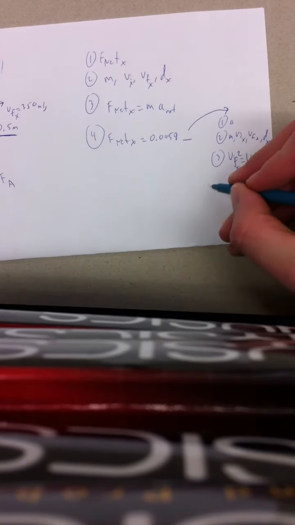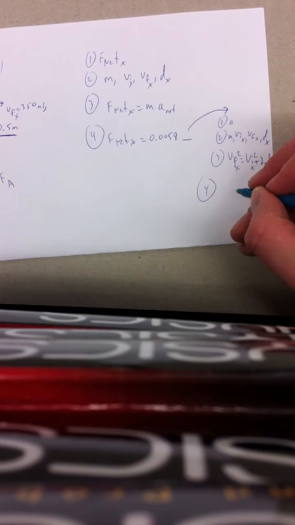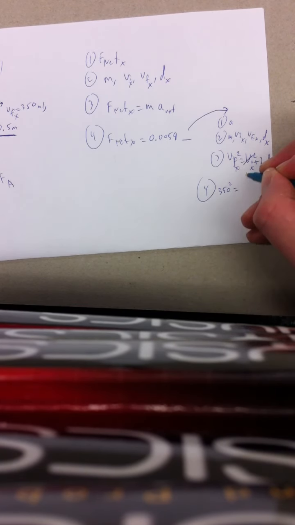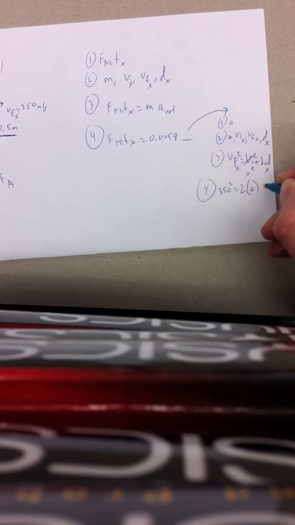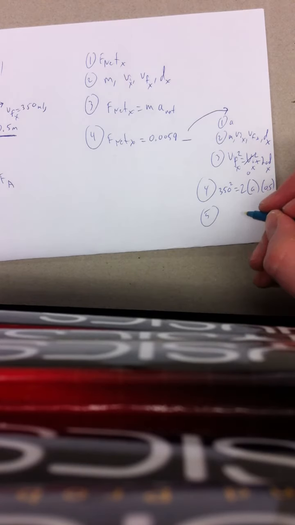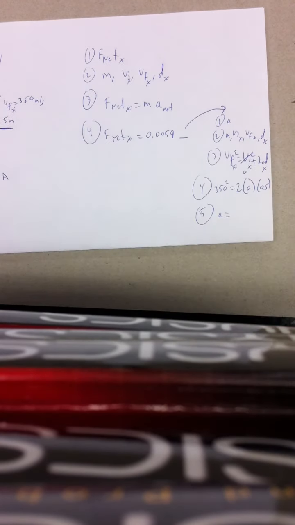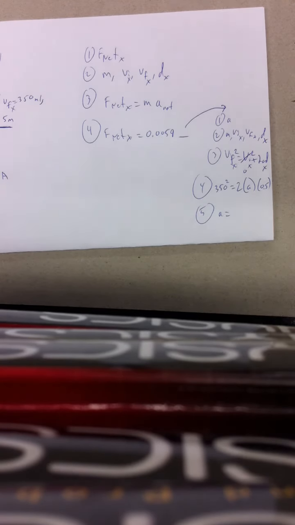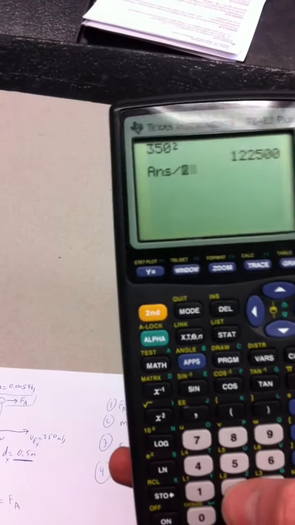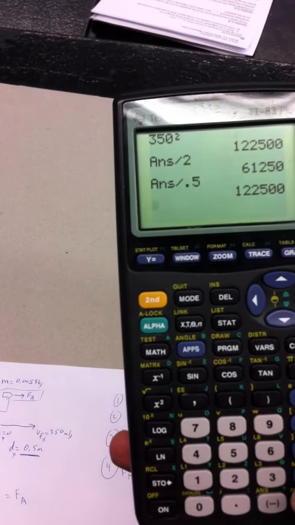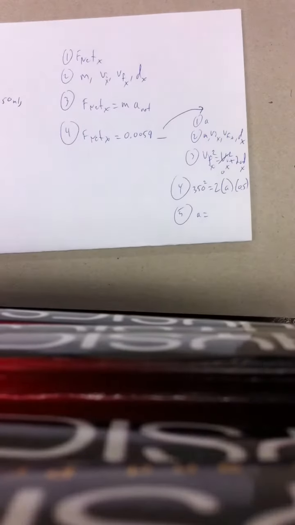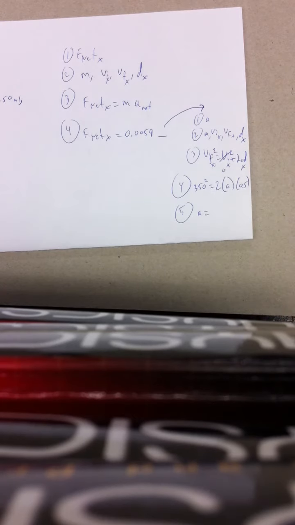All right, and then step four, it would be 350 squared equals 0 squared plus 2 times a times 0.5. The acceleration comes out to be 350 squared divided by 2 divided by 0.5. So it's 122,500 meters per second squared.